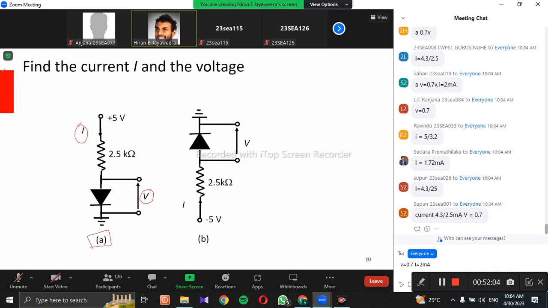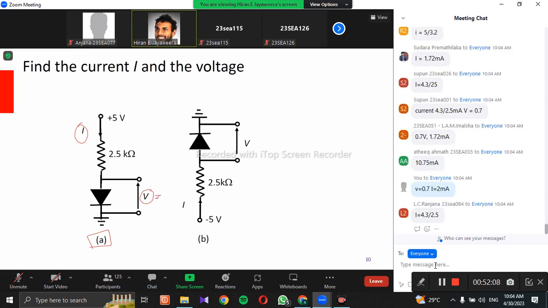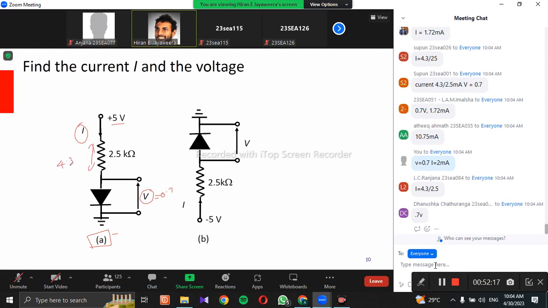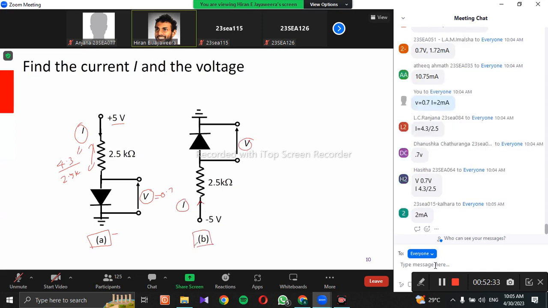All right, good. Since the diode is forward bias, you have a higher voltage and a low voltage here. So this becomes 0.7. So the potential drop across this one becomes 4.3. So the current through this one is 4.3 divided by 2.5 K. Okay. So can you do the same for this one? Find the current and this voltage for circuit B.